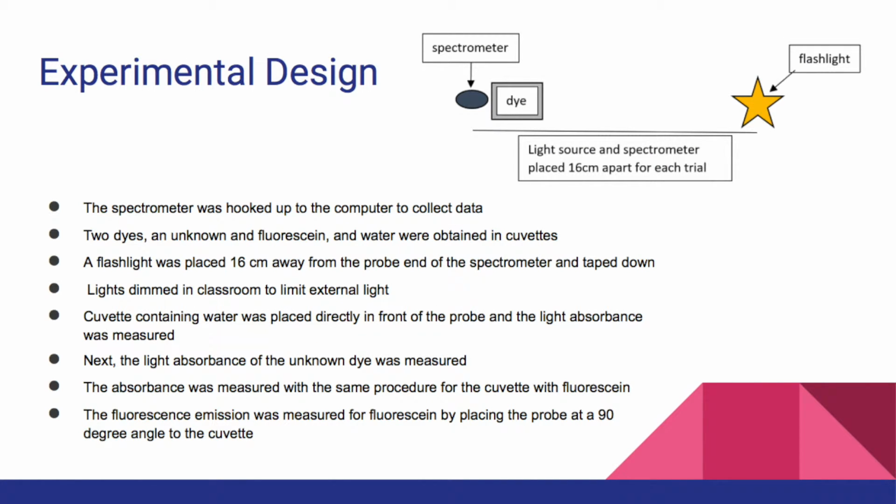Here we have listed steps out for our experiment. We use a spectrometer, flashlight, water, several dyes and cuvettes to examine and learn more about the chemical substance absorptions and fluorescence. The distance between the flashlight and the spectrometer probe was kept constant throughout the experiment to minimize errors when comparing data.